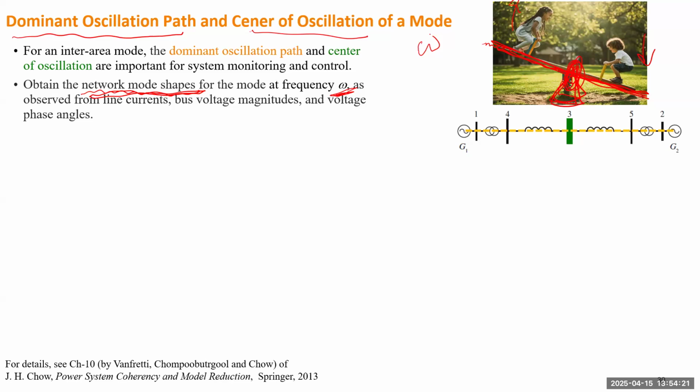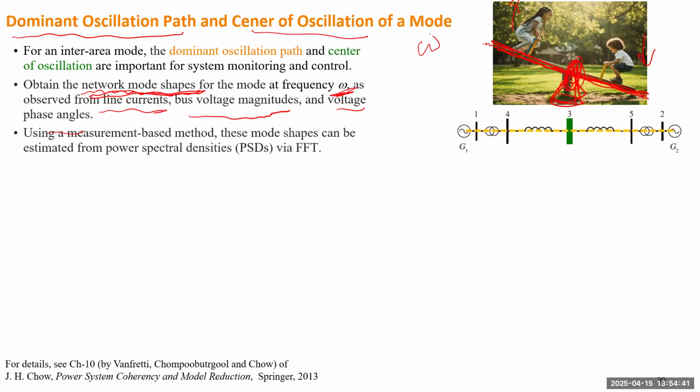So we'll look into the line currents, bus voltage magnitude, and bus voltage phase angles. We only pay attention to those variables to find out their mode shape at this frequency. If we use a measurement-based approach, those mode shapes can be estimated by, for instance, Prony analysis. So you can collect data at different locations to measure either line current, voltage magnitude, or voltage angle, and you construct those B1, B2, B3, right? And at different locations, you will have the mode shape.